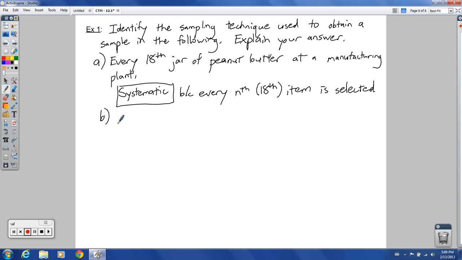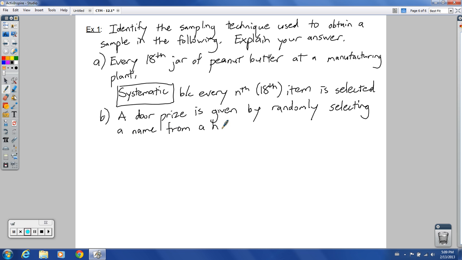Okay, let's do another type that you might see. A door prize. So you attend a place, you get a ticket, you get your name put in a hat, something like that. A door prize is given by randomly selecting a name from a hat. So let's say that is the case, and this is going to be what? We're going to mix these up in the hat. We're going to just blindly pick one.